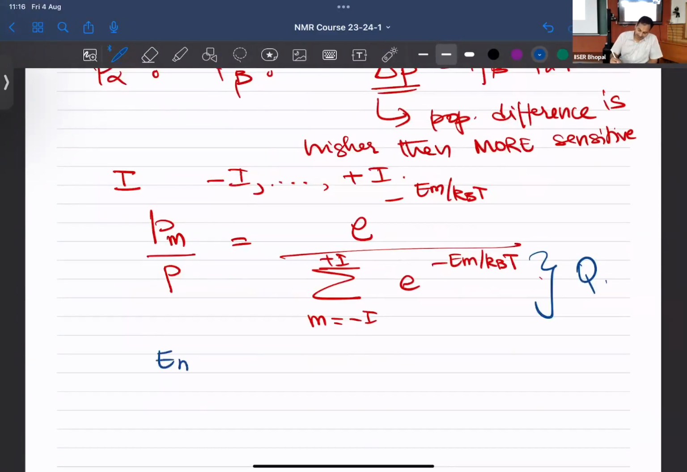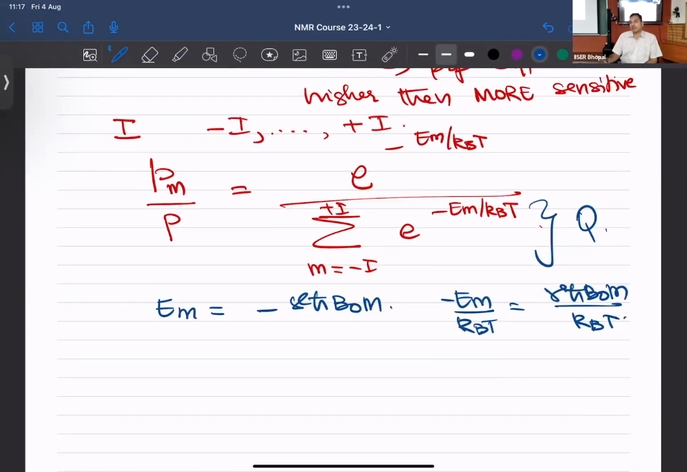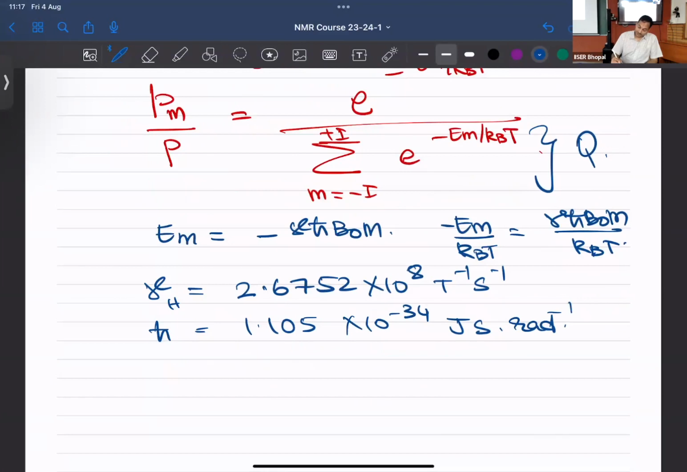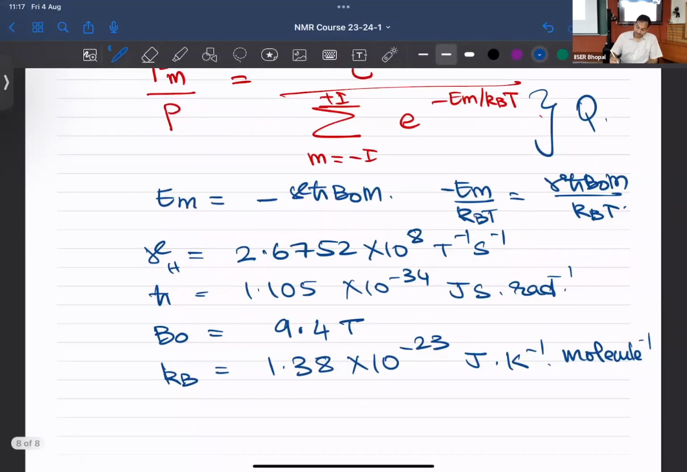What did we say Em to be equal to? We said it's gamma h cross B naught m. Correct? So therefore, minus Em by kBT will translate itself to be gamma h cross B naught m by kBT. I want you guys to solve this as we are in the class. What is the value of gamma for a proton? Do you guys remember? Some of these constants are good to remember. Please try to remember wherever you can. And then let's assume B naught is, let's say, 9.4 Tesla. And then let's say we take a temperature of 298 Kelvin.